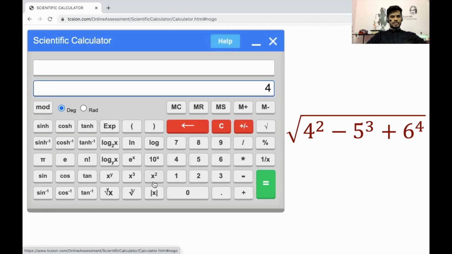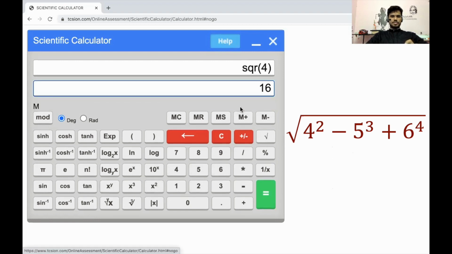So again, 4 square, we calculated it. Send it to memory. Fine. Clear things. 5 cube. Don't do minus 5 cube, just do 5 cube. 5 cube of it, 125. Whatever is in the memory, subtract this. So do M minus once, and that's it. And then do 6 power 4. Then 6 power 4 needs to be added, so M plus. M recall, the square root of that is this, 34.4.